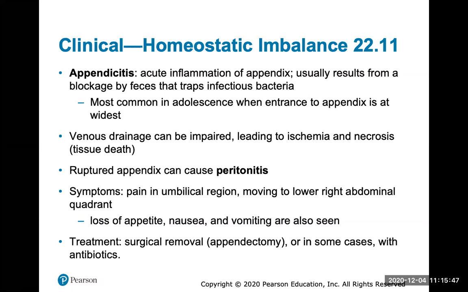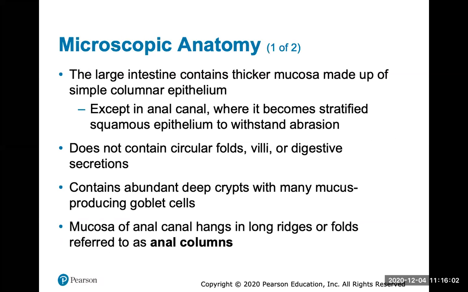A ruptured appendix can cause peritonitis, which is an inflammation of the peritoneum, the membrane wall. Symptoms are a lot of pain, loss of appetite, nausea, and vomiting. Treatment is surgical removal, or in some cases, antibiotics.